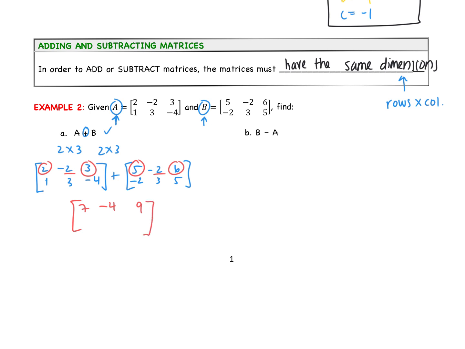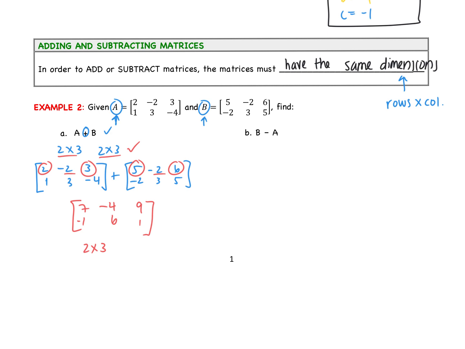And then we're going to add everything in the bottom row. Again, all the elements in the same spot. So this will give us -1, 6, and 1. And what you'll notice is your answer matrix ends up being 2 by 3, which is what we started with. And that should happen. Whatever dimensions we start with are the dimensions that we should end with.